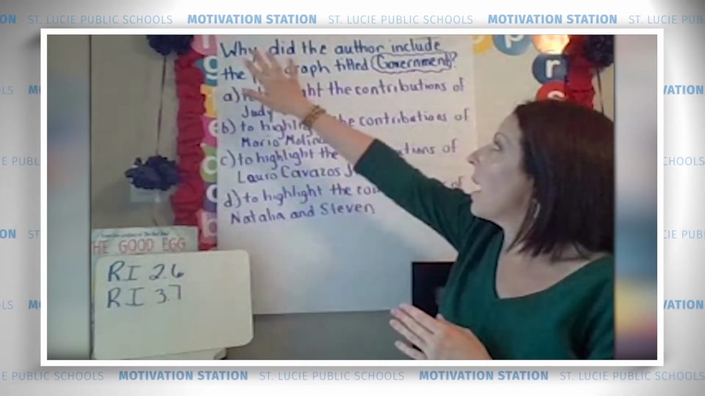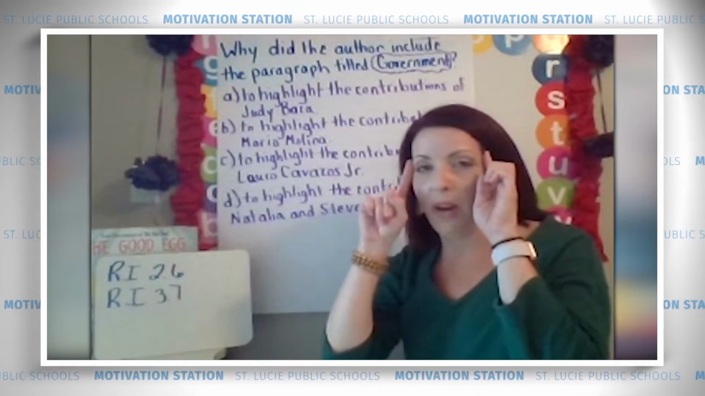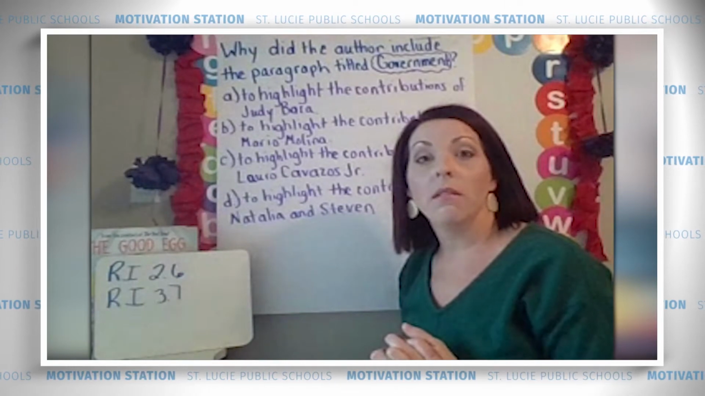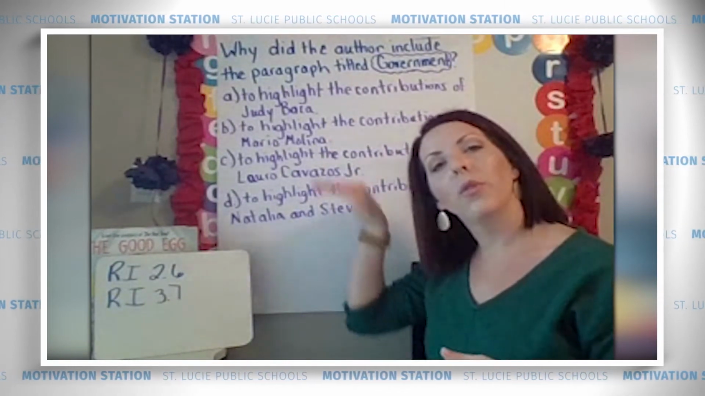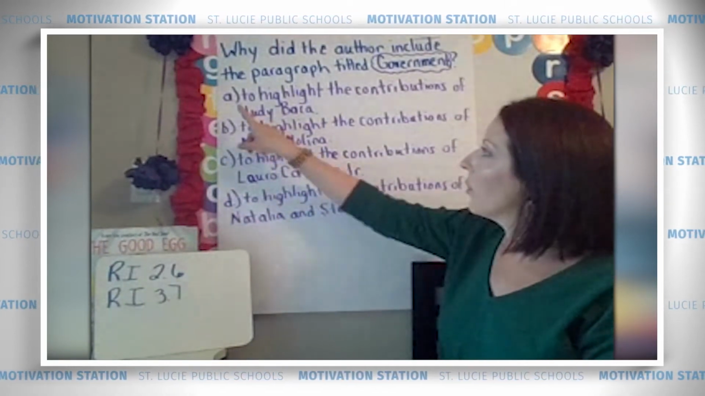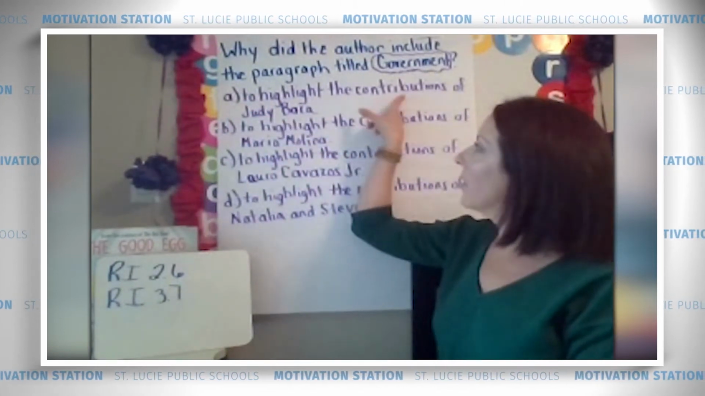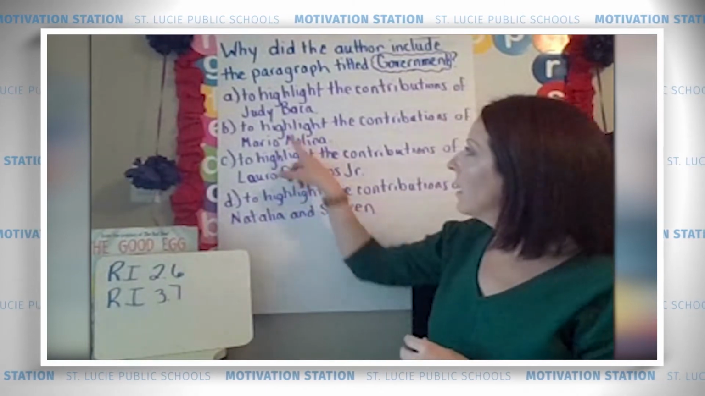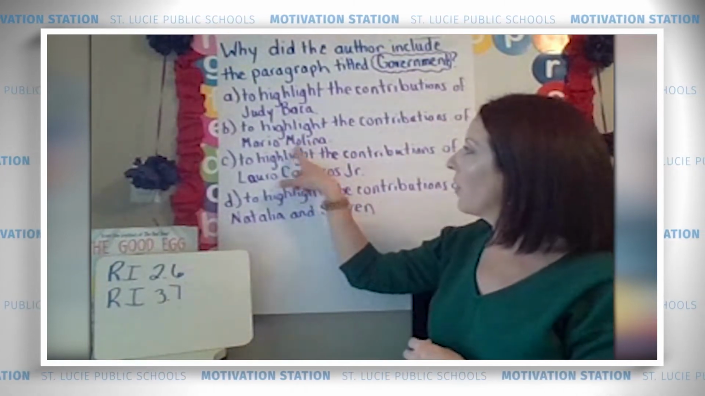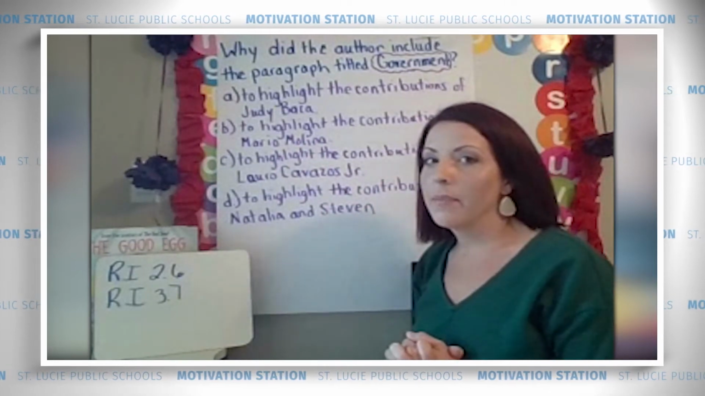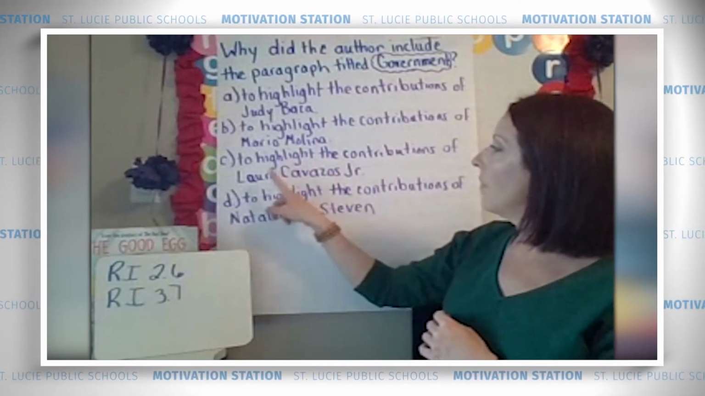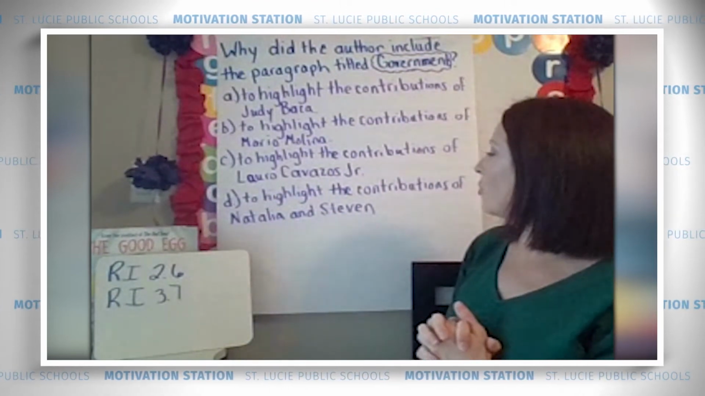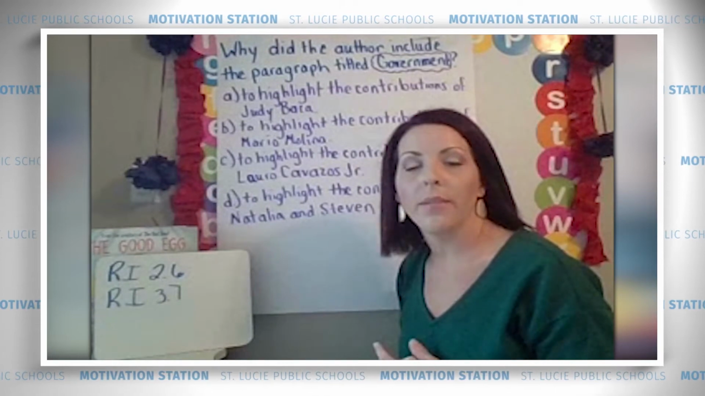All right, so automatically I can see in my question, it's cueing my brain into where I need to go back in the text, okay? But I'm not gonna go ahead and preview the text just yet. I wanna read through my answer choices as well. So is it A, to highlight the contributions of Judy Baca? Is it B, to highlight the contributions of Mario Molina? C, to highlight the contributions of Lauro Cavos Jr.? Or is it D, to highlight the contributions of Natalie and Stephen?